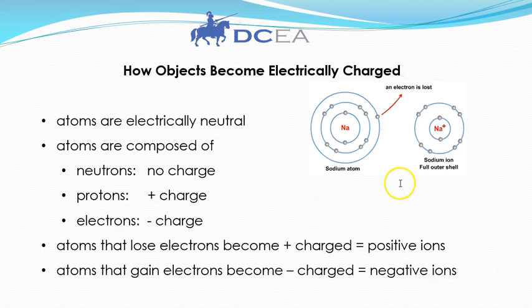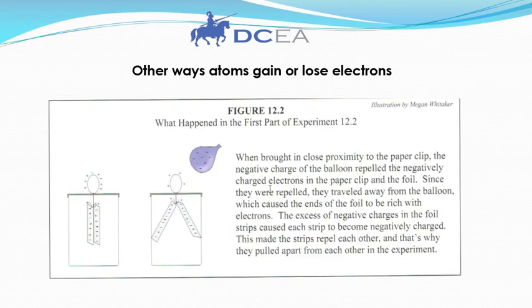One way that atoms gain or lose electrons is through chemical reactions. Now, we don't go into chemical reactions in this course, but chemical reactions are governed by rules to keep the atoms balanced. And so whenever an electron is shared or lost, there's a process for balancing the atoms. There are other ways atoms gain and lose electrons.